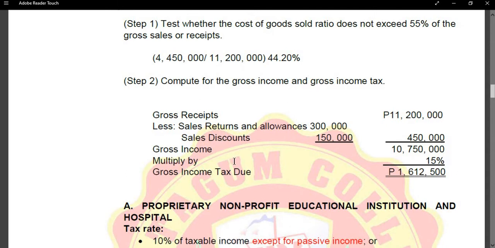So, to compute gross income, if the corporate taxpayer is offering services, gross receipts of 11,200,000 less sales returns, allowances, and discount gives you a gross income of 10,750,000 pesos. You multiply it by 15%, and that gives you the gross income tax due of 1,612,500.